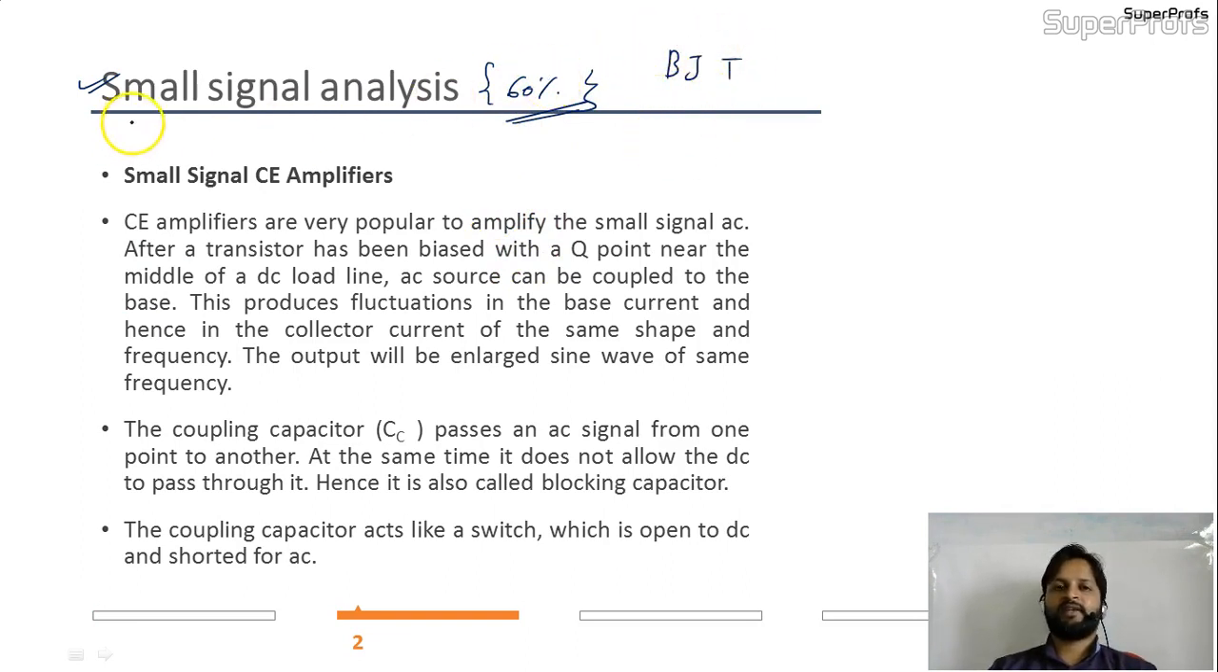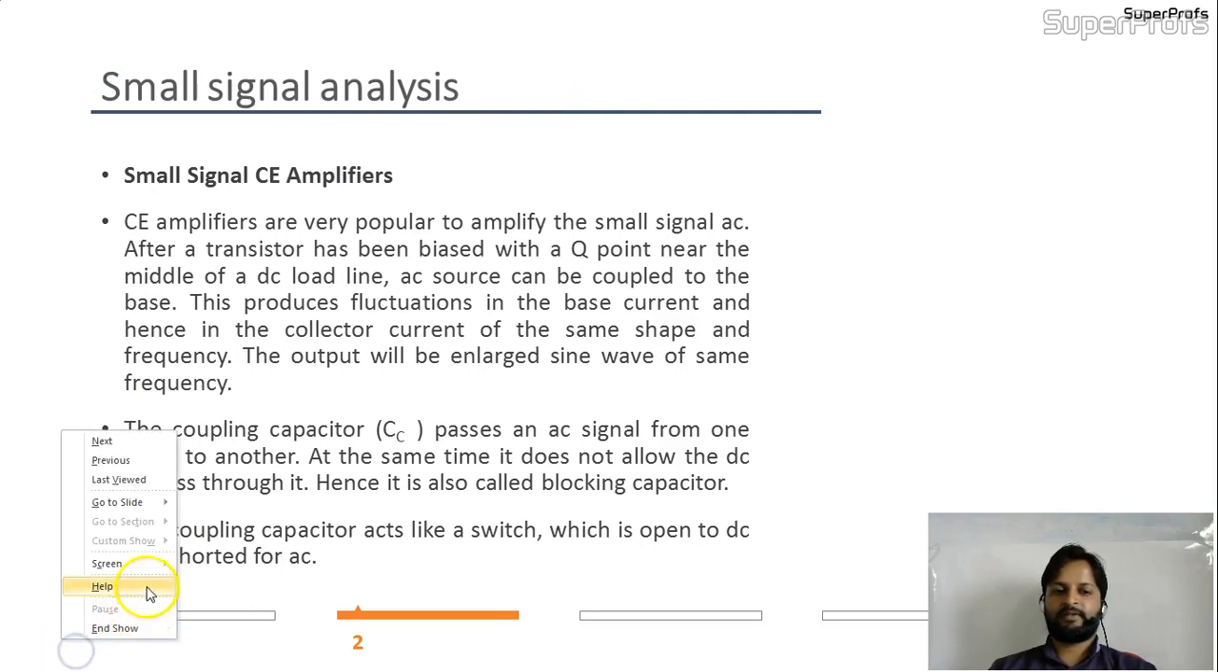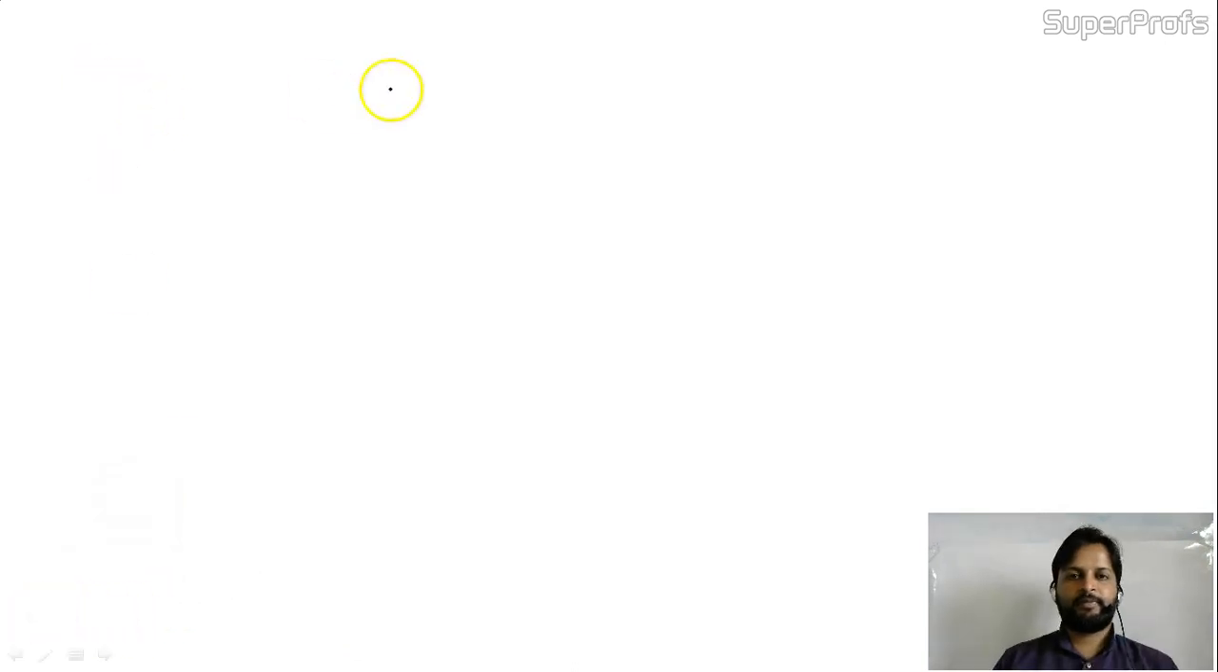60% of the questions we are getting are based on the idea of small signal analysis. So I'll start it. Before that, I'll give you a brief summary of the biasing. Briefly, we'll discuss what we have done till now.